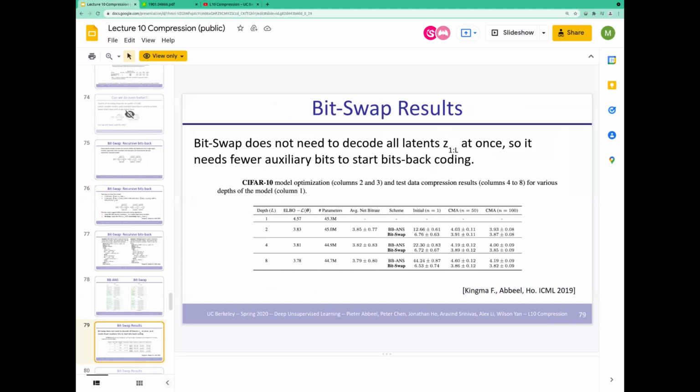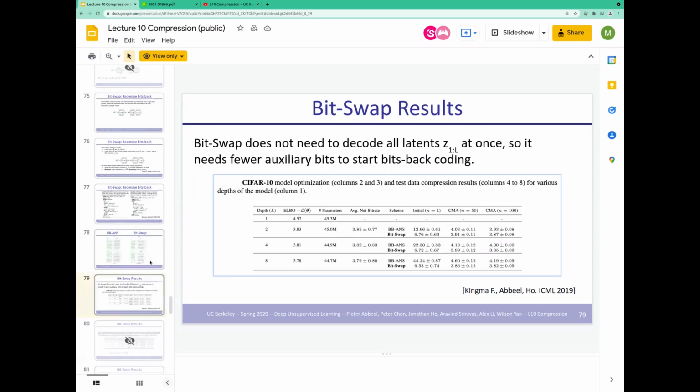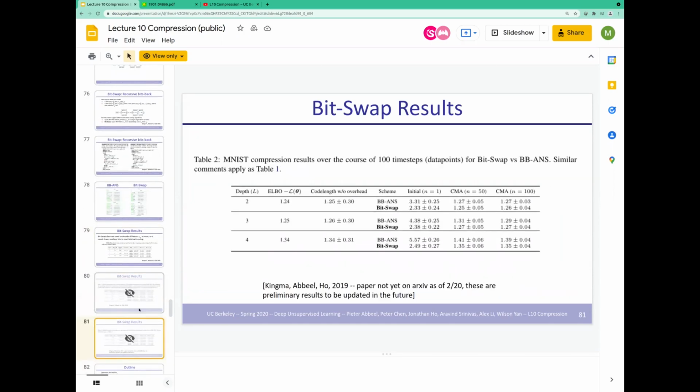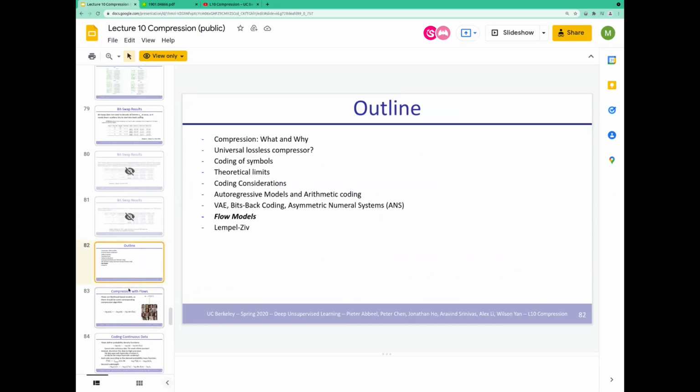And they have a trick on how to... I think with recursive, it needs fewer bits to get started, so you don't have to have a big amount of random bits to start off with. Yeah, I'm not quite clear on how these are done, but this was not covered in the lecture. Okay, so that was the basic idea of bits back.